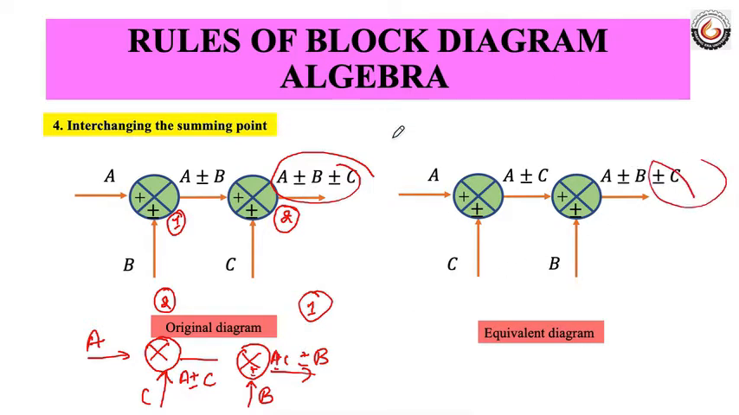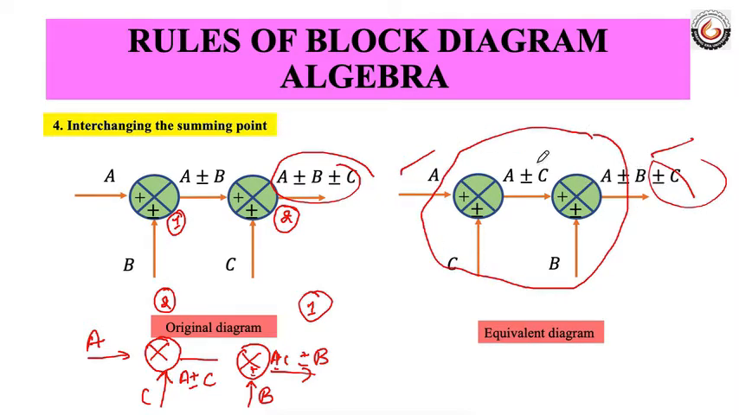So over here my input is the same, output is the same. I am not changing my input to output, I am just interchanging inside my summation block. So this is my summation block 1, right? And this is very straightforward.